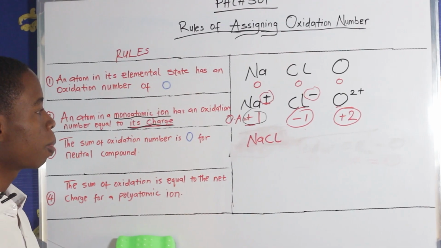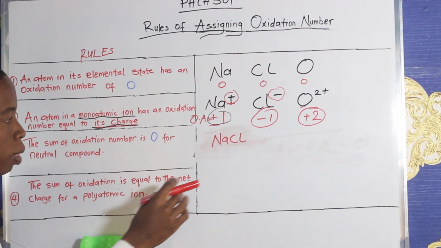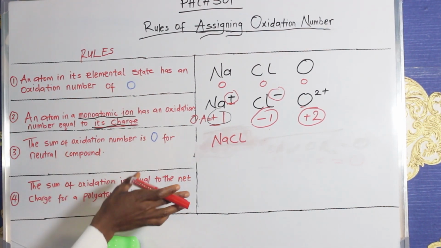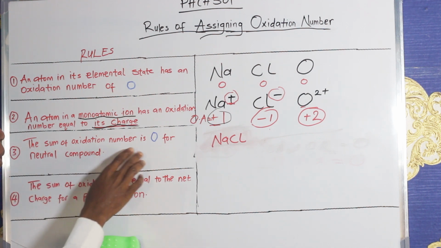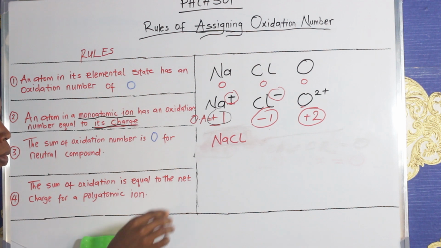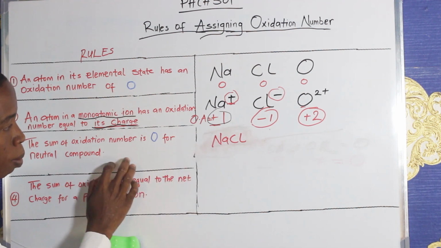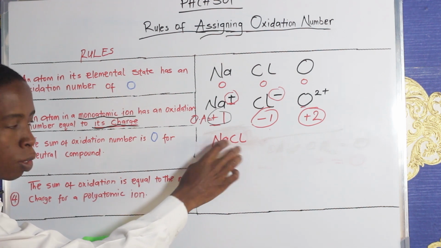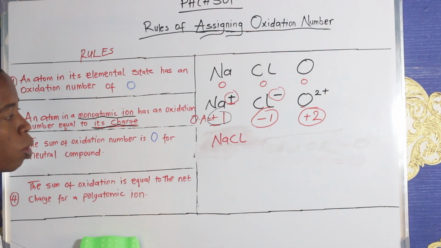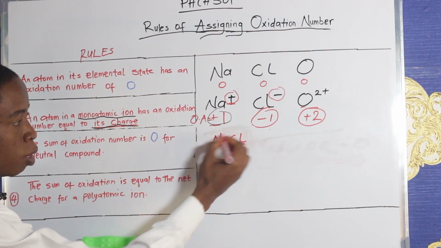To determine the oxidation number of chlorine in this neutral compound, this rule becomes very essential for us, as the rule states that the sum of oxidation numbers is 0 for a neutral compound. Sodium chloride is a neutral compound, so we can use this same rule to find the oxidation number of one of these atoms in the neutral compound. So let's use it to find the oxidation number of, say, chlorine in this neutral compound.